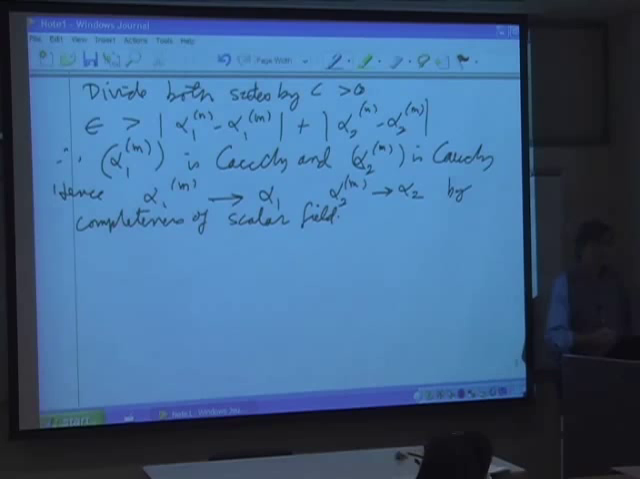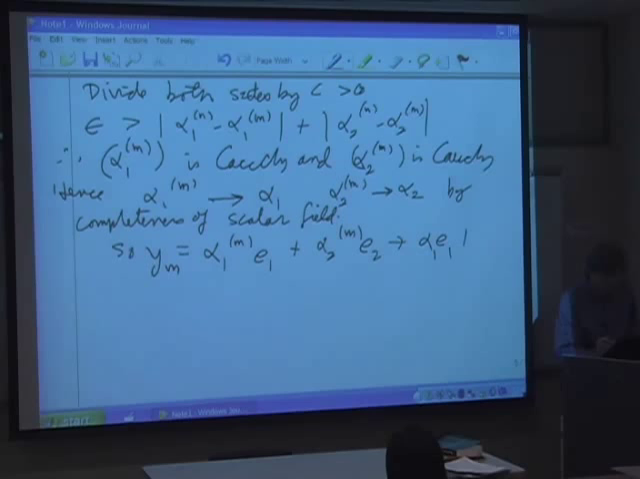Okay, so y_m equals alpha 1 super m e1 plus alpha 2 super m e2, which goes to alpha 1 e1 plus alpha 2 e2, which is in X. Some point y in X, and therefore we have convergence.